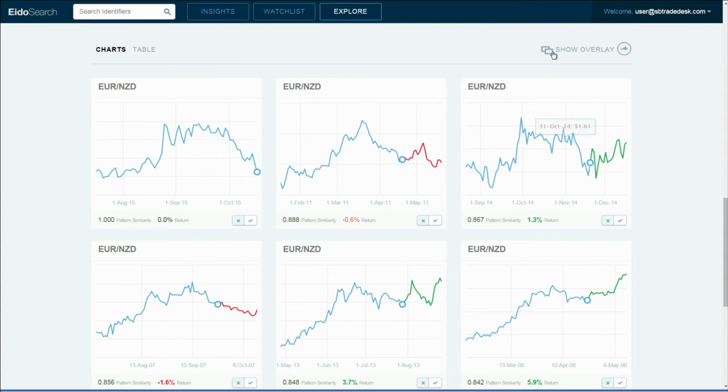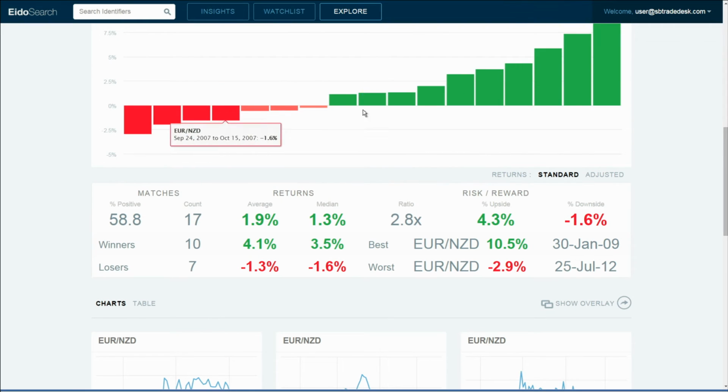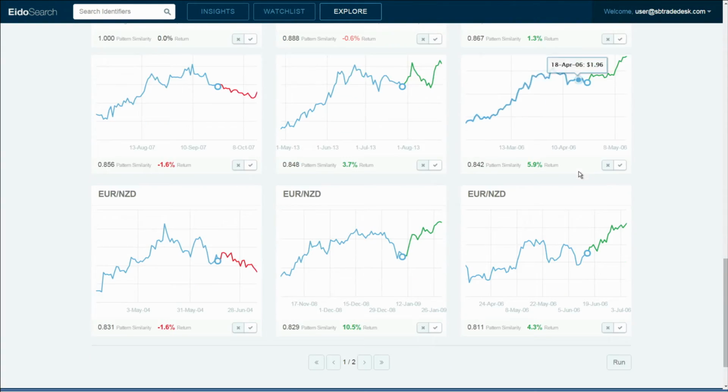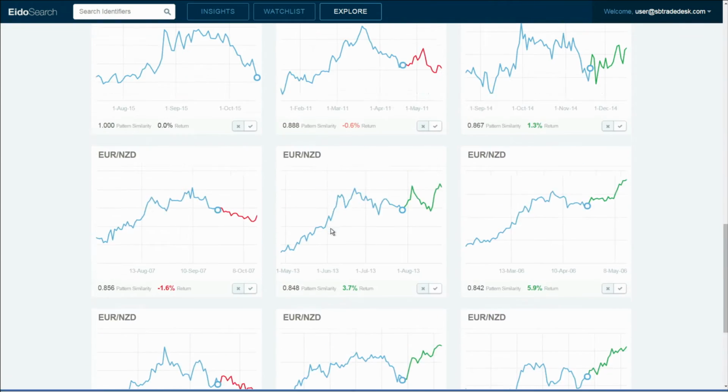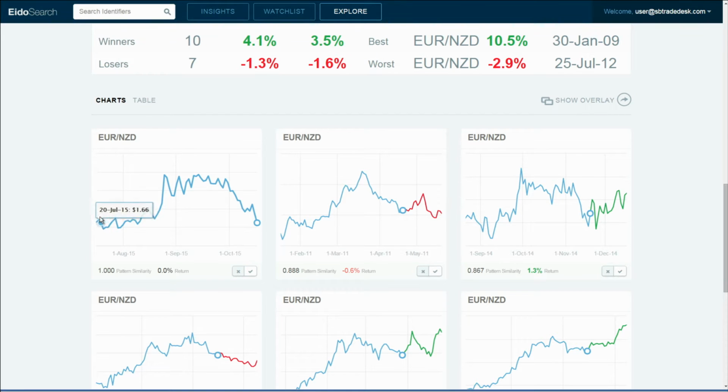Now, there's more to this too. This is probably my favorite part, actually, the overlay function. So, again, we've got all the instances here of the matches, 17 of them. And now we've got 17 charts down here. They're on 2 different pages. The first chart here is simply what you chose to search, or in this case, the last 3 months of price data for Euro Kiwi.